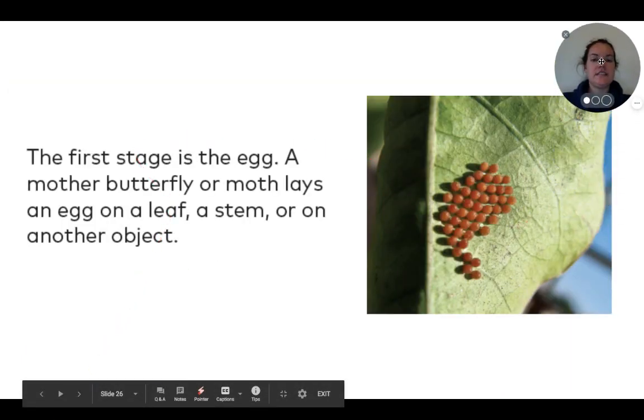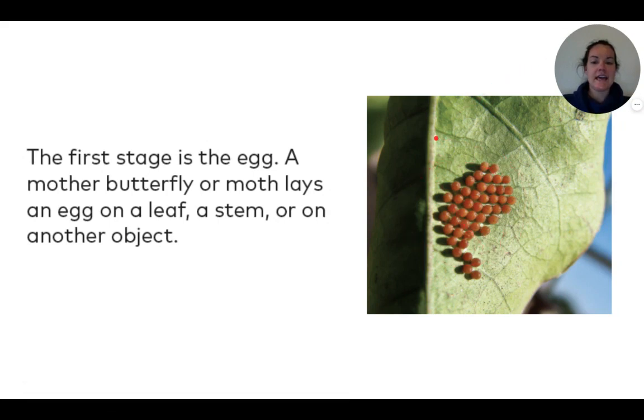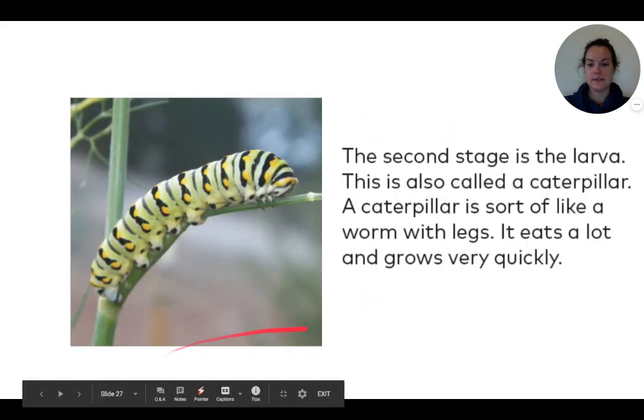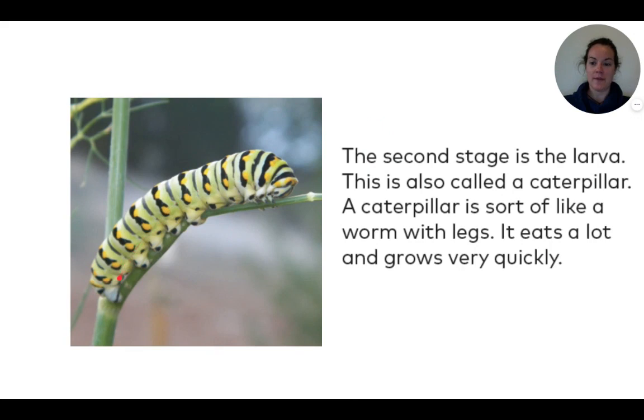The first stage is the egg. A mother butterfly or moth lays an egg on a leaf, a stem, or another object. The second stage is the larva. This is also called a caterpillar. A caterpillar is sort of like a worm with legs. It eats and grows very quickly.